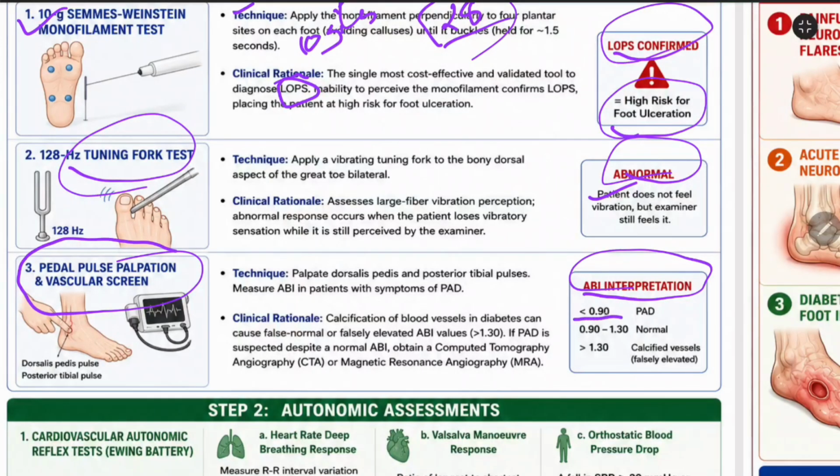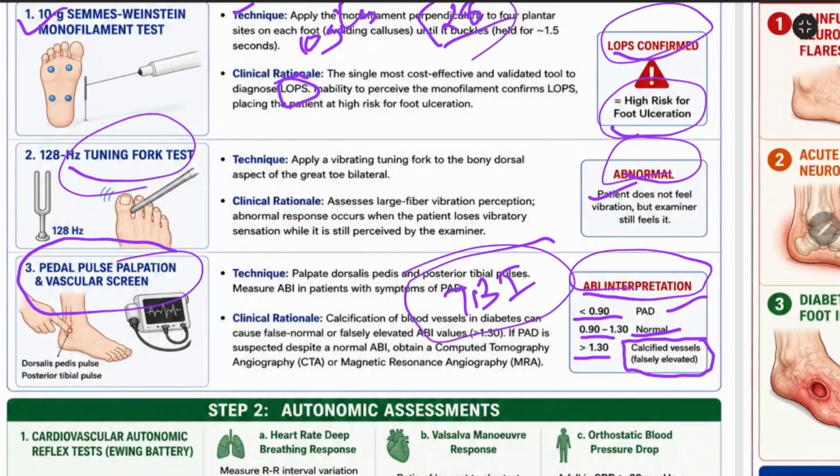If the ankle brachial index is less than 0.9, then it is peripheral arterial disease. If it is between 0.9 and 1.3, then it is normal. If it is more than 1.3, then it signifies calcified vessels, so it is a false elevation of ABI, which is mainly seen in elderly individuals. In that case, we should go for angiography, CT angiography, or MRA, magnetic resonance angiography, or we can also do toe brachial index. One more thing, toe brachial index we can also perform in patients who have ABI more than 1.3, mainly in elderly patients. So these are the things.